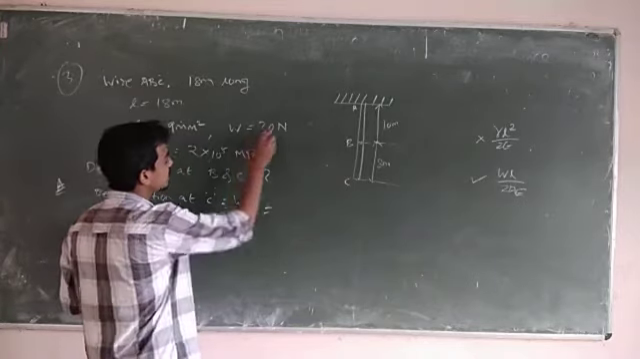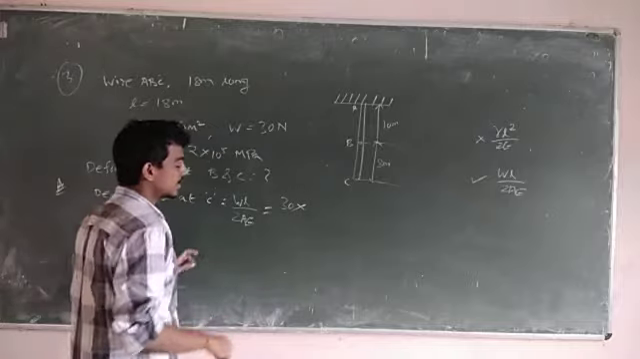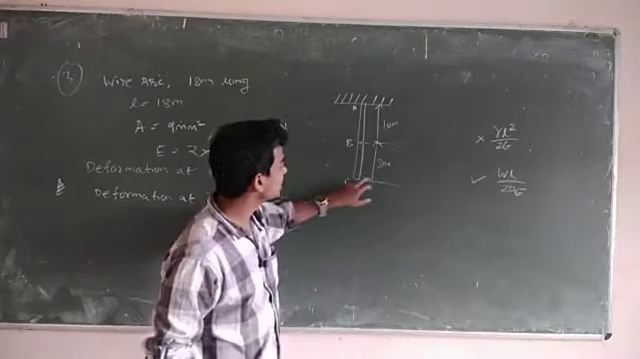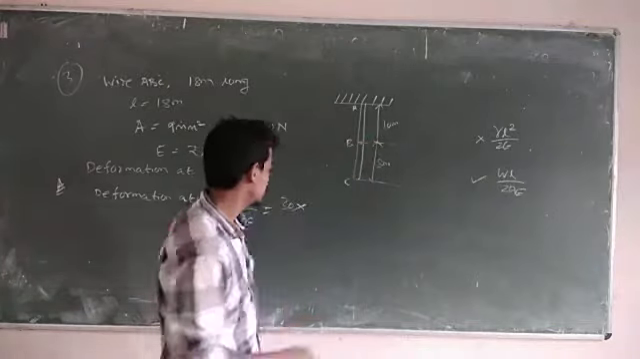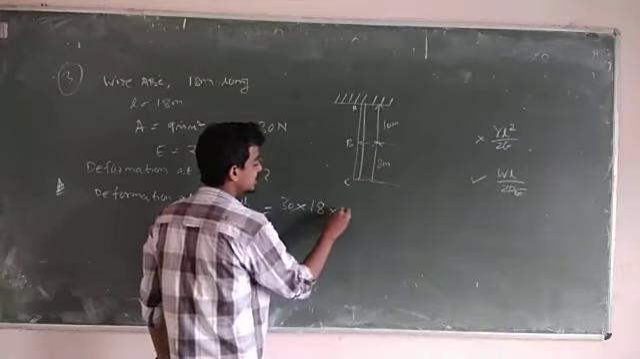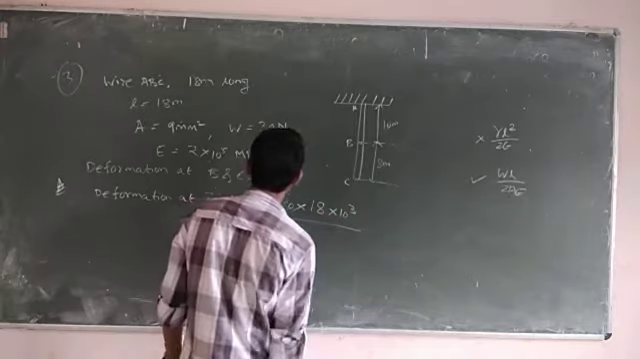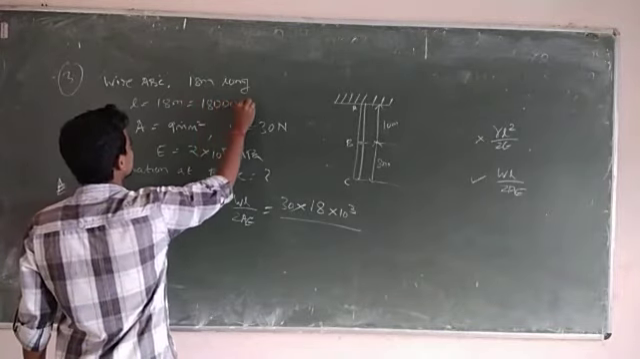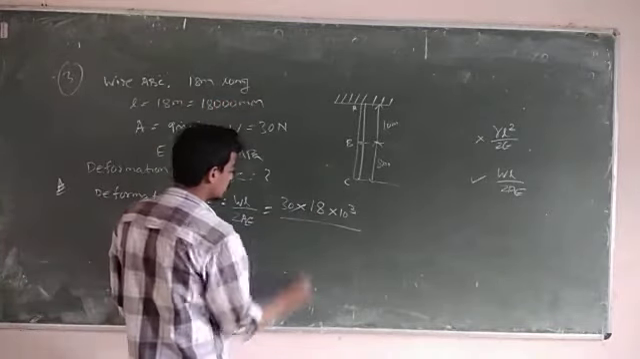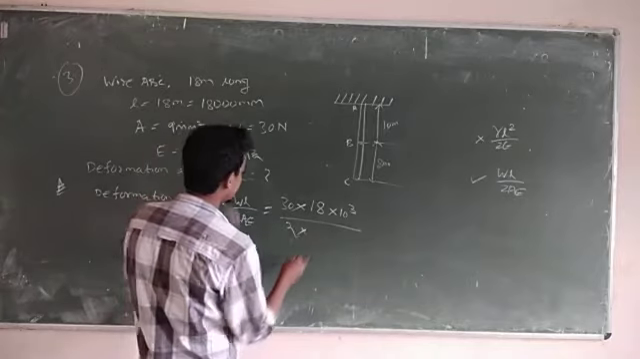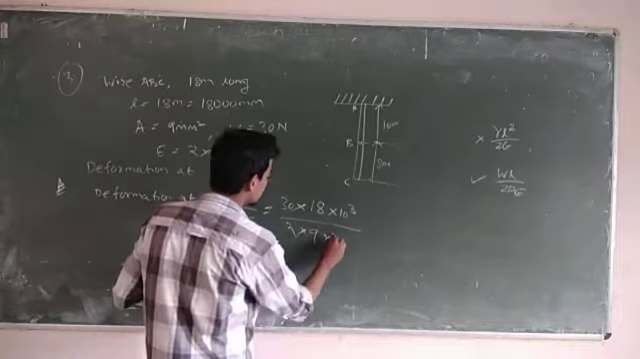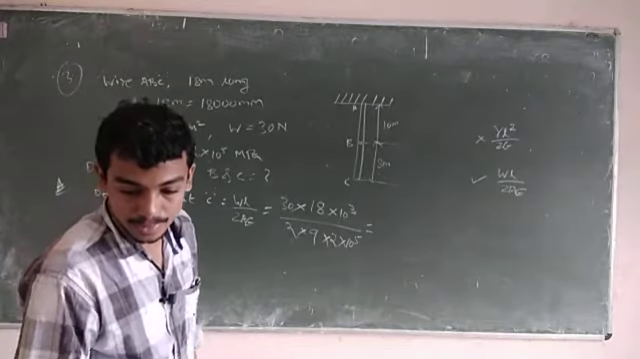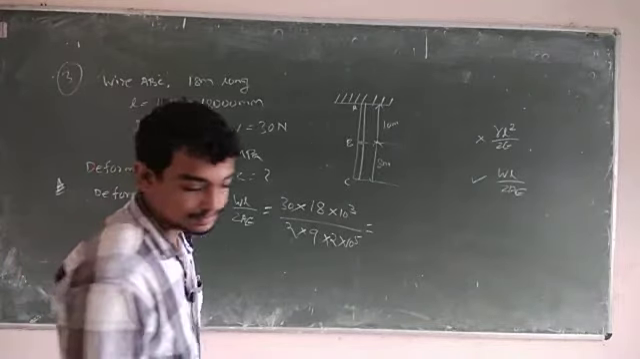What is the weight given? Weight is 30 Newton. Now the question is length. We are taking at C point, yes or no? At C, length is our 18 meter total length. So L is 18. As it is in meter, convert into mm. That is 18,000 mm, 18 into 10 to the power 3 mm. Area is given as 9 mm square. E is given as 2 into 10 to the power 5. So this value is coming around 0.15 mm.